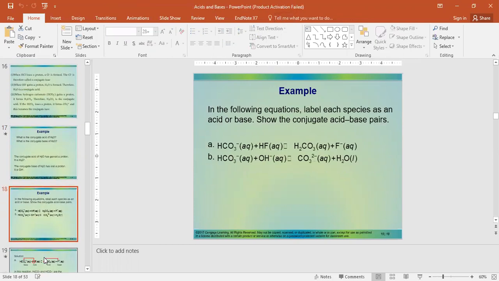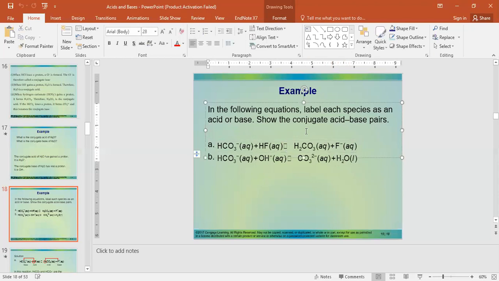Other examples. In the following equations, label each species as an acid or a base, then show the conjugate acid-base pairs. Now, this is a hydrogen carbonate ion. This is a hydrofluoric acid. And this is a weak carbonic acid. And this is a fluoride ion. This is a hydrogen carbonate. This is hydroxyl ion. And this is a carbonate ion, and this is water.